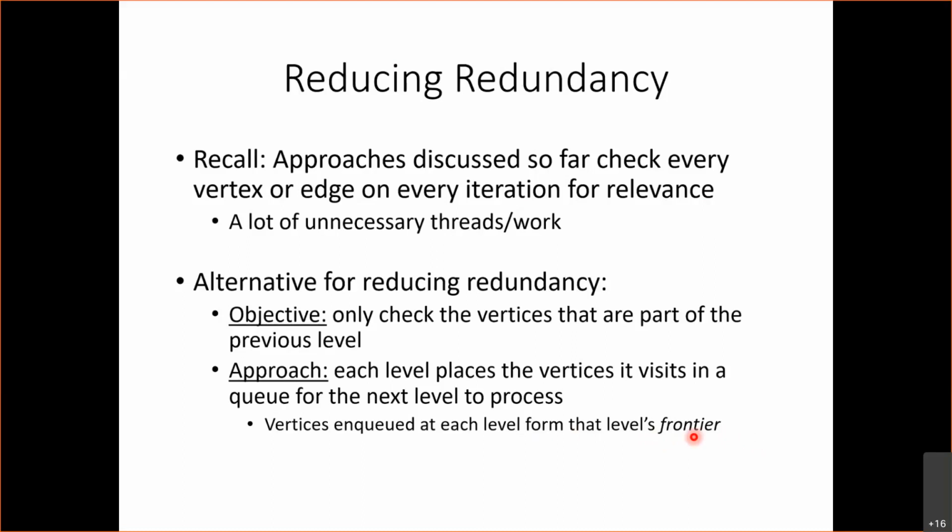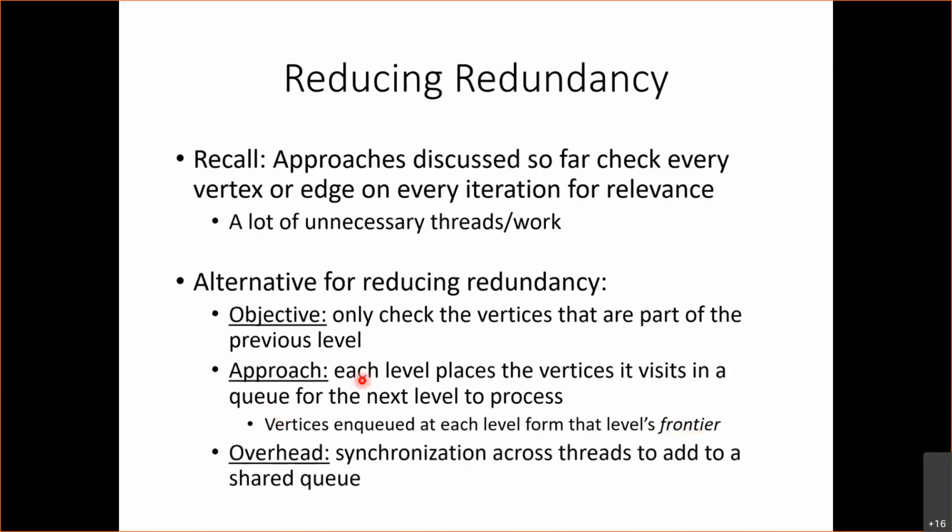Like we have to use atomic operations or contention on the same queue. Right, so we have a shared queue, right? All the threads are trying to add to a queue, so we have synchronization across threads to add to a shared queue. So this is going to be the overhead, but the benefit is that we are avoiding redundancy. So you can imagine that in some cases this might be better, in other cases it may not be. But hopefully today we're going to look at an example where this will improve our performance.